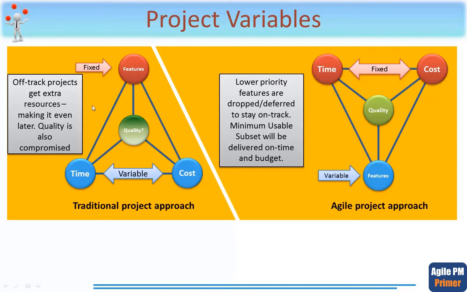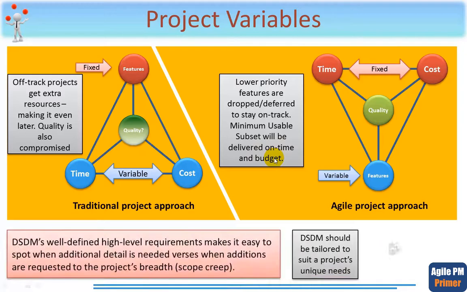How does it make this work? Well, it doesn't do what a traditional project does and throw extra resources at it. It does it by taking lower priority features and deferring them or dropping them in order to stay on track in terms of time. And by the way, if you're staying on track in terms of time, usually the highest cost is human or labour cost, so that if you're on time, costs remain within budget. Something called the minimum usable subset, used within prioritisation, will be delivered on time and budget.